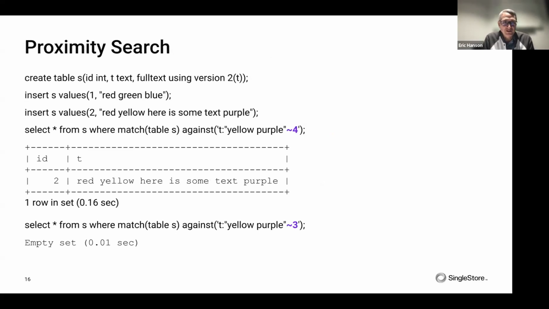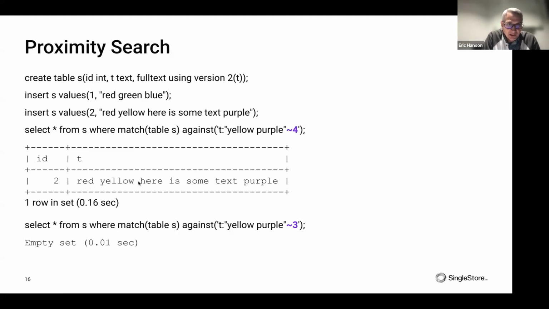Next, I want to show you how to do proximity search. So I've created this table S, a couple of rows added: red, green, blue, and red, yellow, here are some text. So 1, 2, 3, 4 words, and then the word purple. So here's a select star from S, match table S against this full text search string. This says in field T, find yellow and purple separated by no more than 4 words.